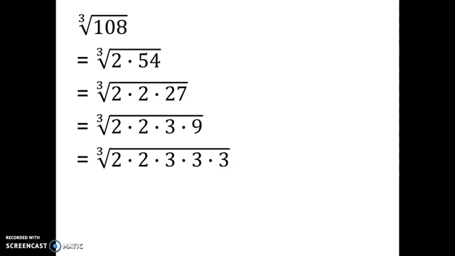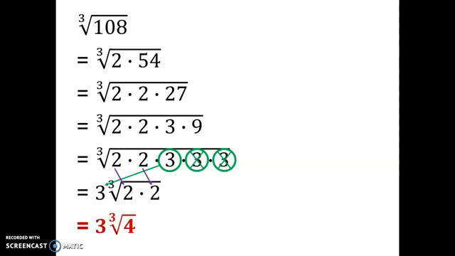Here 2 times 2 times 3 times 3 times 3. And since we're doing a cubed root, I need a set of 3. Now, one of my 3s comes out front, the other 2 disappear, and my 2s have to stay in because they need 3 to get out. So 3 cubed roots of 4.